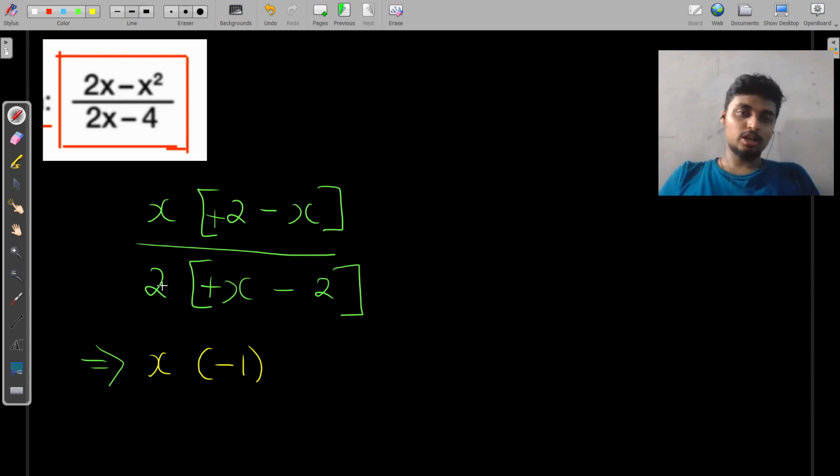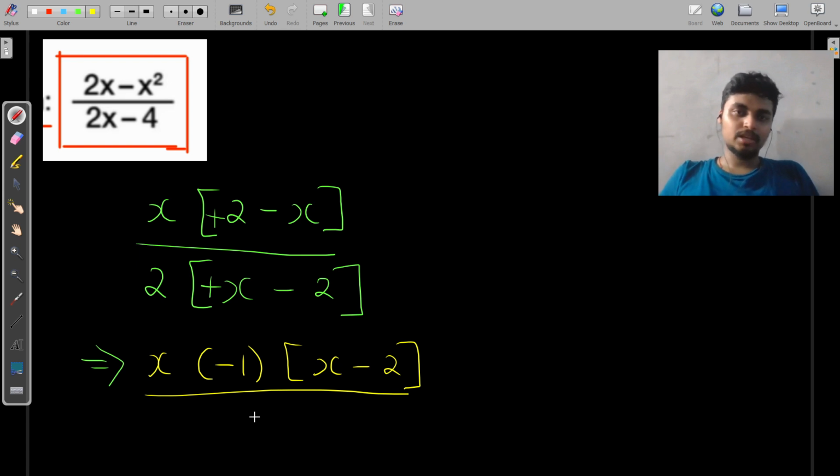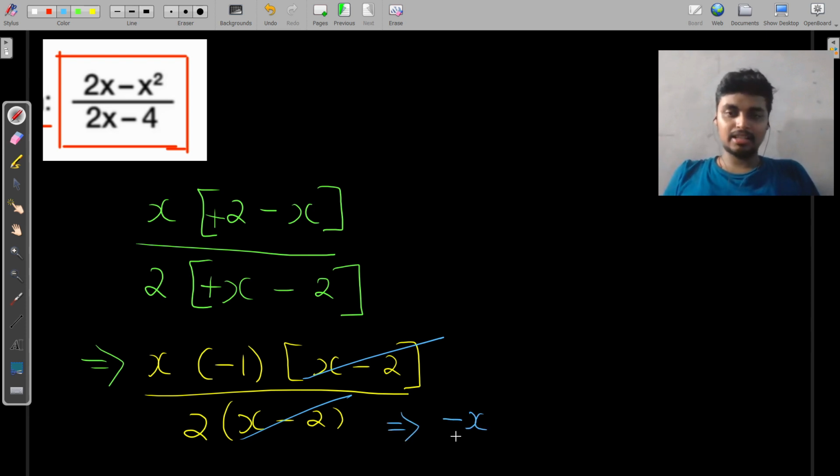So if we take −1 as a common factor, then x − 2 will remain in the numerator. Now this is the final expression. Here we can cancel x − 2 from the numerator as well as the denominator. So the final thing that remains is −x/2. This is the most simplified form of the expression given in the question.